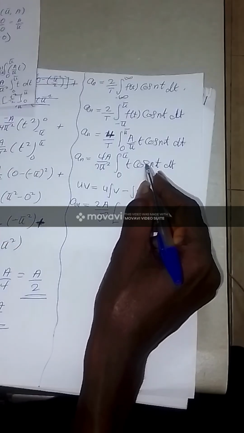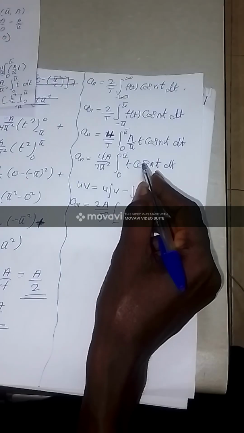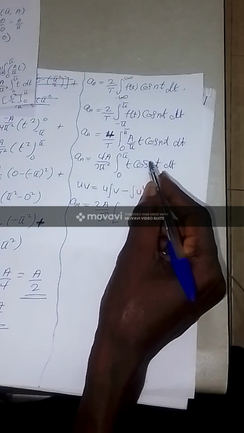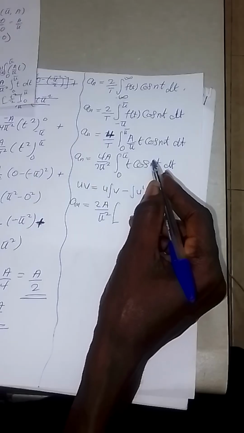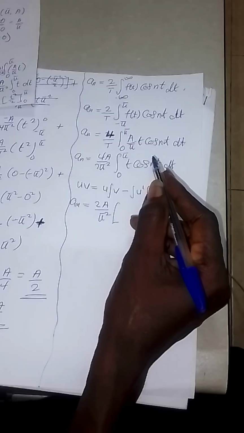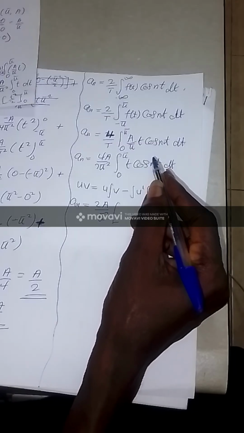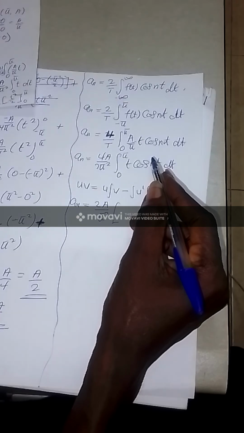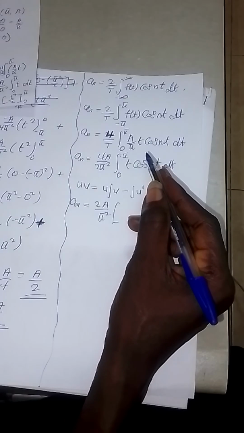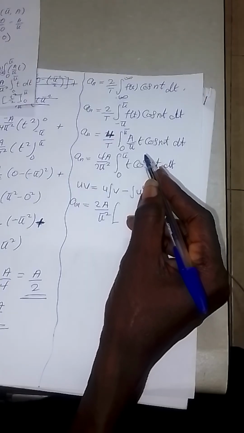If you integrate cos, you are going to get sine. So now we will write that one and then proceed from that particular point.